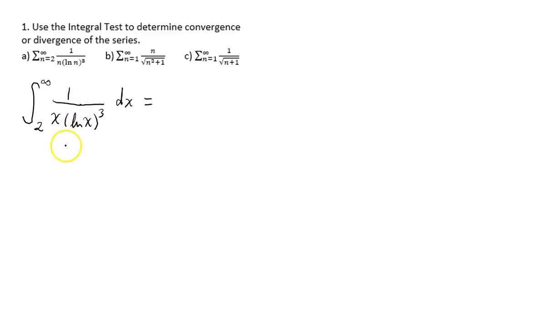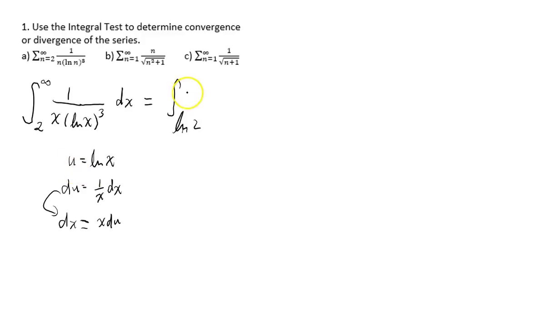Okay, now I think this one looks like a question for a u substitution because log of x is a nested function. So du is equal to 1 over x dx, and therefore dx, if you solve this equation for dx, you get x times du. Also, when x is 2, the u value will be ln of 2. And when x is infinity, u should still be infinity.